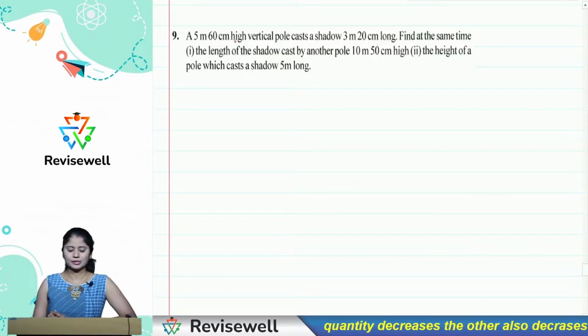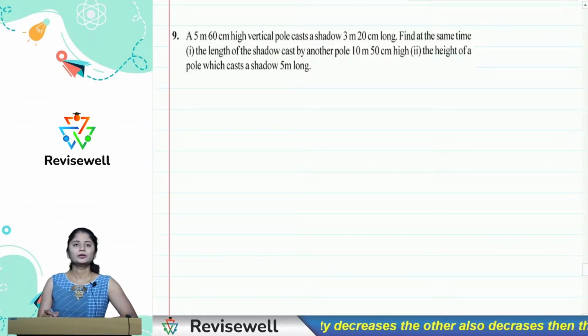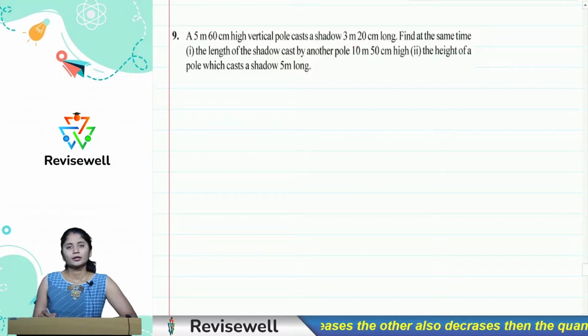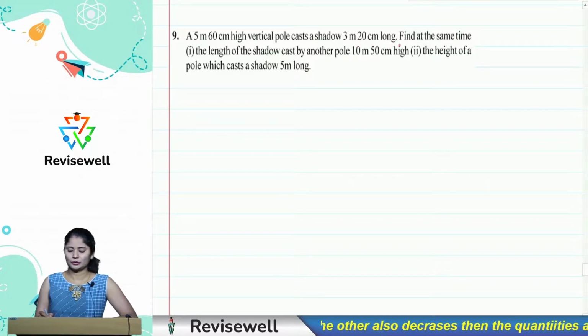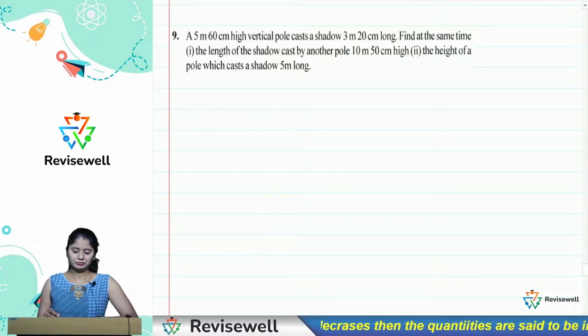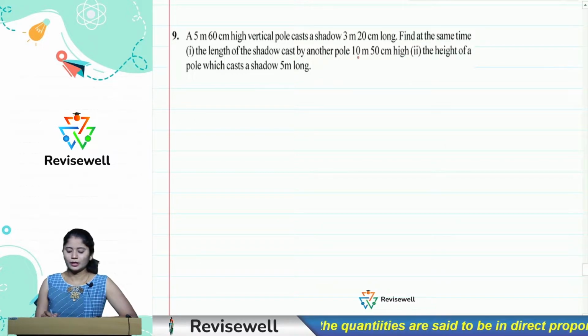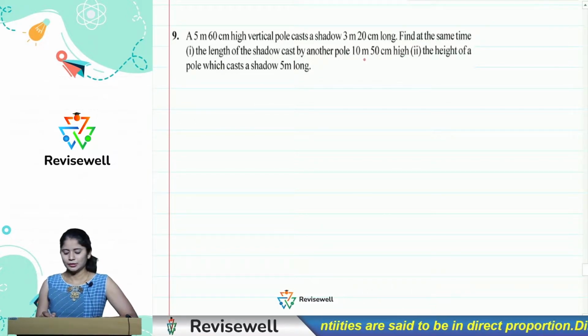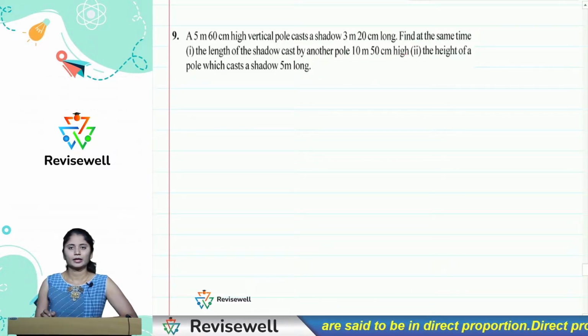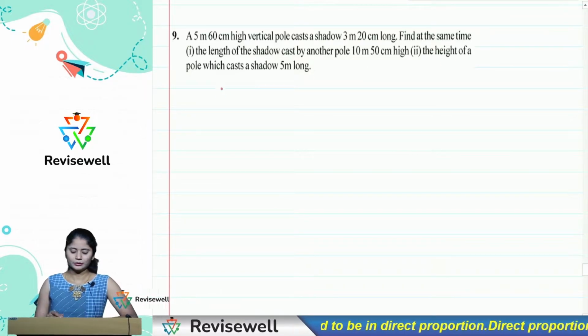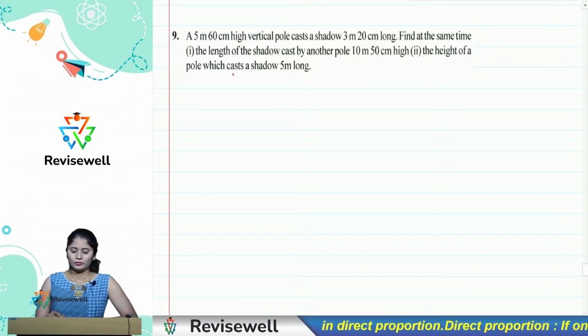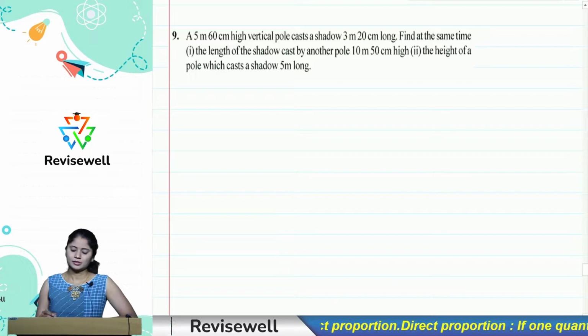A 5 meter 60 centimeter high vertical pole casts a shadow 3 meters 20 centimeters long. Find, at the same time: first question, the length of the shadow cast by another pole 10 meters 50 centimeters high. And a sub question: the height of the pole which casts a shadow of 5 meters long.